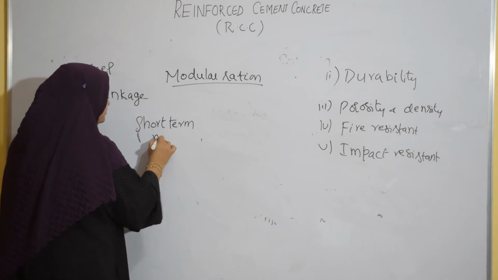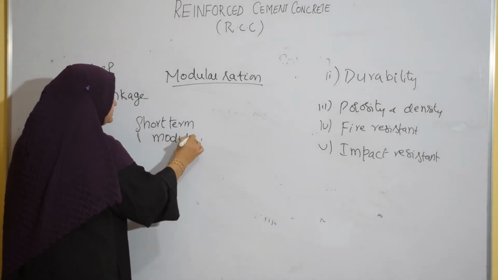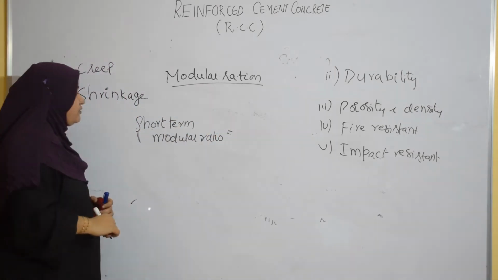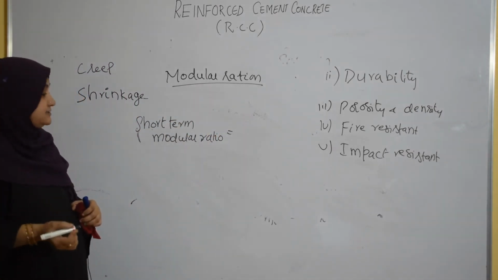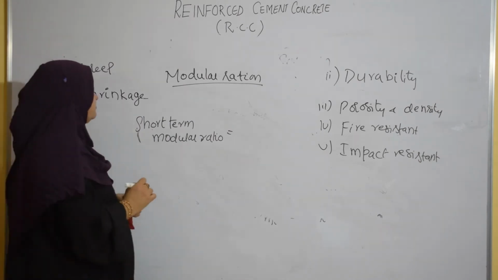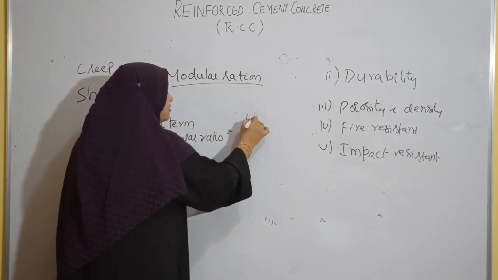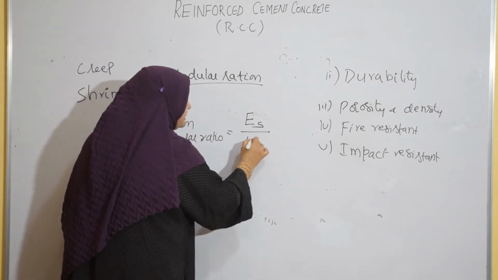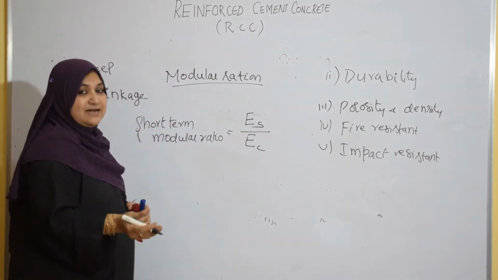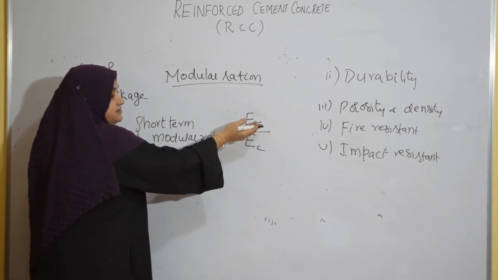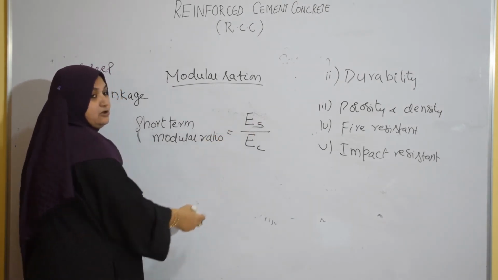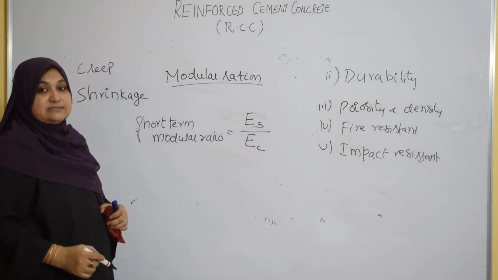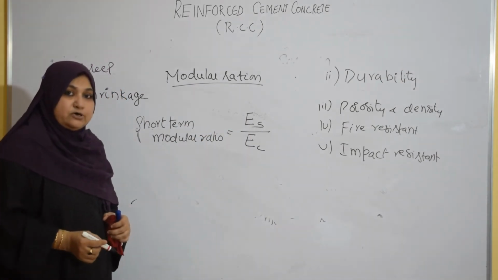Short-term modular ratio, simply called modular ratio, mostly. But let me clarify what the short-term modular ratio is and what the long-term modular ratio is. Short-term modular ratio is the ratio of modulus of elasticity of steel to the modulus of elasticity of concrete, because RCC is a composite material, right? The concrete has steel also, right? So the modulus of elasticity of steel to the modulus of elasticity of concrete is called the modular ratio.